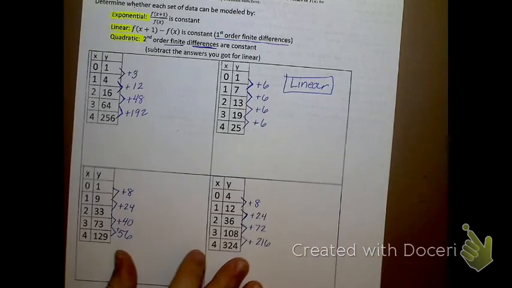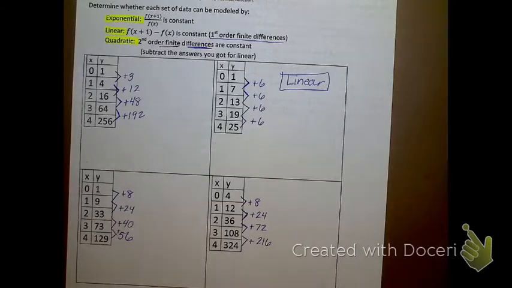When your first order is constant, you have a first degree equation, which is a linear equation. So we've got 1 down out of 3.